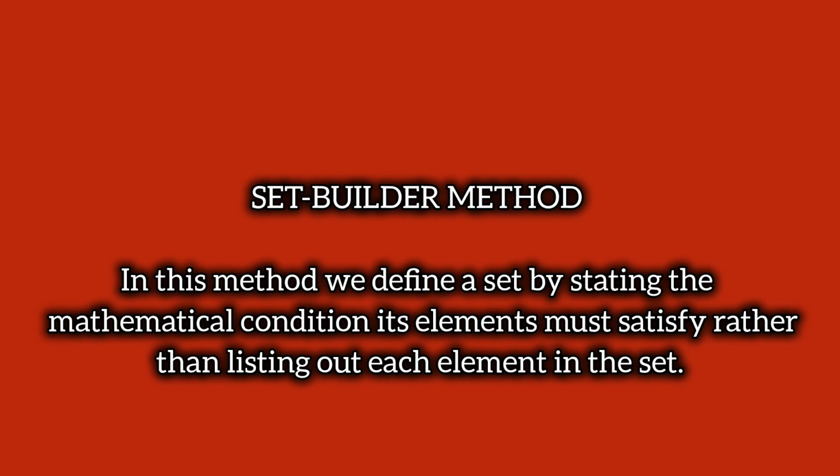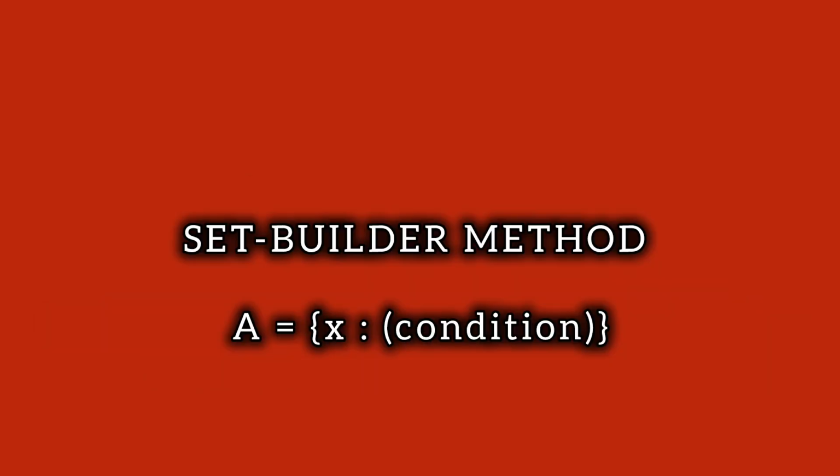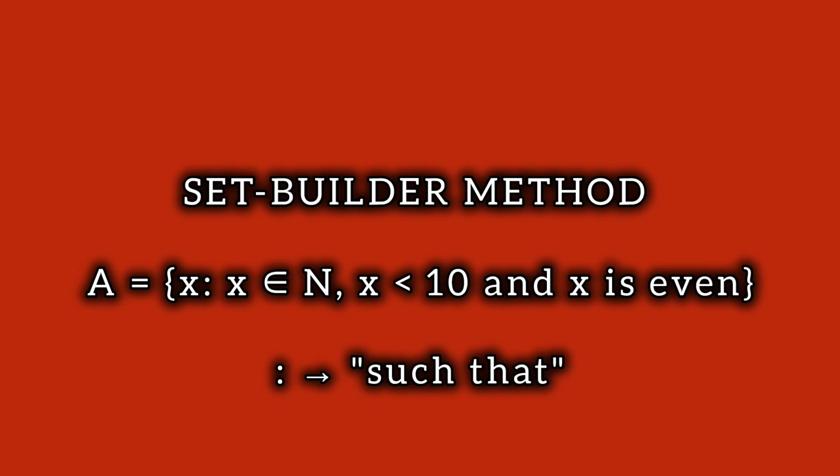Third method of representing set is the set builder method. In this method, we define a set by stating the mathematical condition its elements must satisfy rather than writing every element. And this is the general form of the set builder method. It's read as set of all x such that, then you state out the condition. For example, we have here A is a set of all x such that x is an element of a natural number and x is less than 10 and x is even. Now, note the sign here, the colon. The colon there means such that.